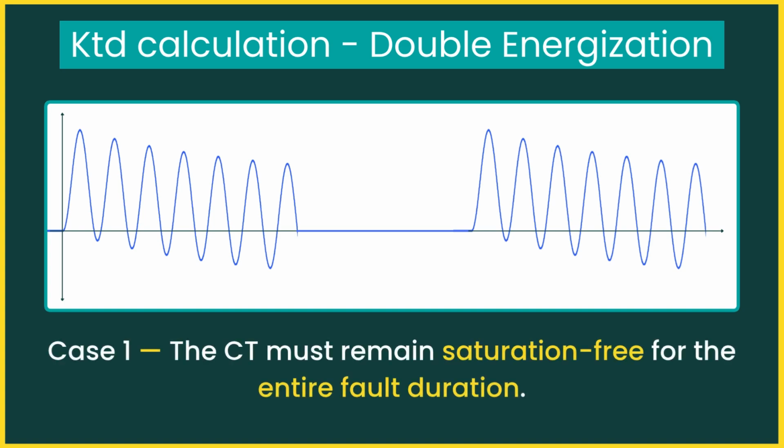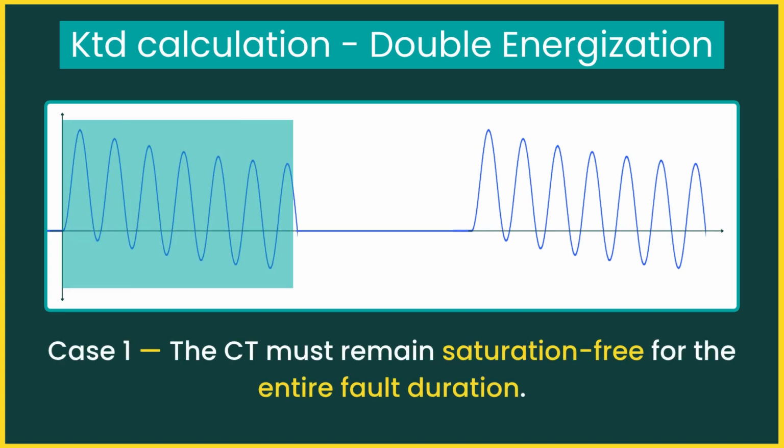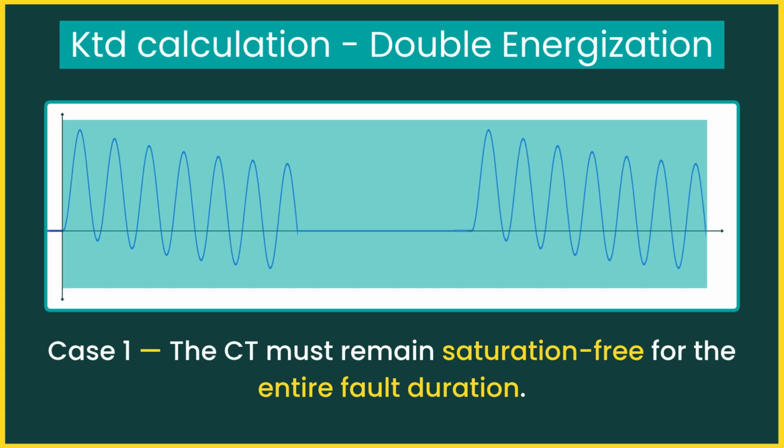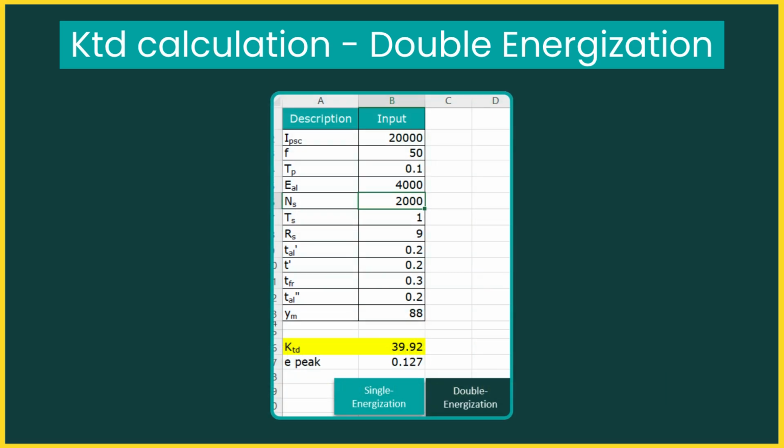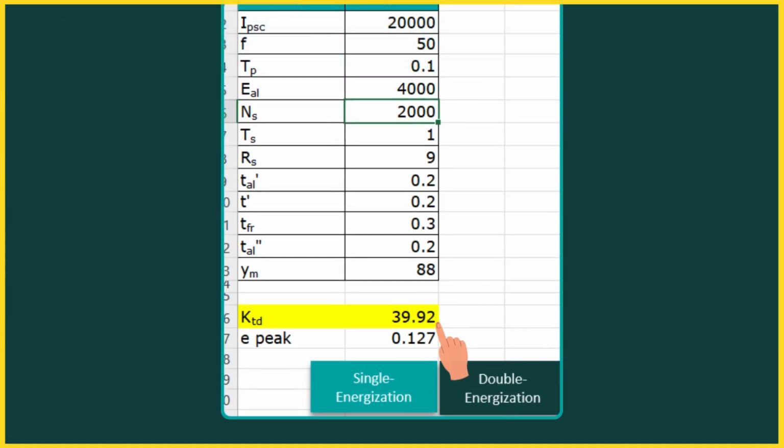Case 1, the CT must remain saturation-free for the entire fault duration. In this case, the CT needs to stay linear until the breaker completely clears the fault. Naturally, this requires a higher Ktd and a bigger CT core. When we run this case in the Ktd tool, the required Ktd comes out to around 40. This tells us that the CT must be significantly oversized to handle the full transient flux.